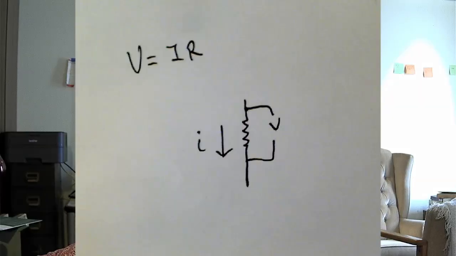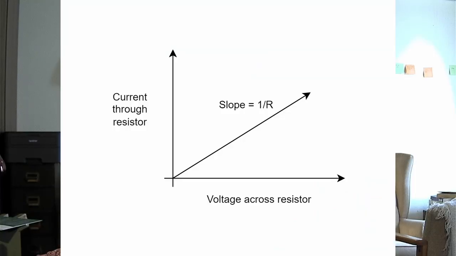Hey everyone, in this video I'm going to talk about how to select electrical components, specifically resistors. So first off, what is a resistor? It's a device that has a well-defined relation between voltage and current. It's described by Ohm's law, that is V equals IR. So the current through the resistor is proportional to the voltage across the resistor, and that constant of proportionality is R, the resistance.